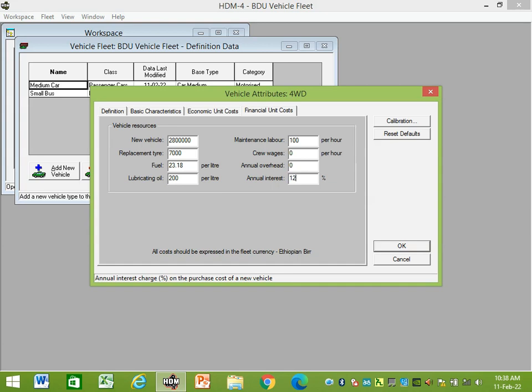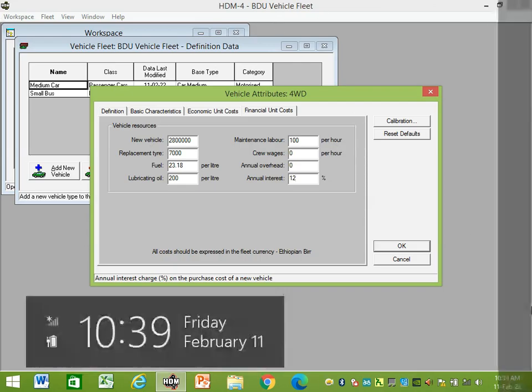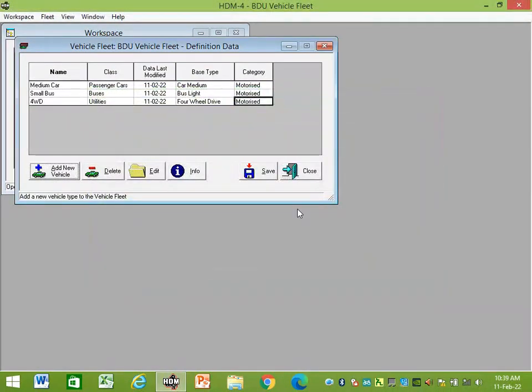So these are the financial inputs. New vehicle price 2,800,000. Replacement tire 7,000. Fuel 23.18. Lubricating oil 200. Maintenance labor 100. Crew wages 0. Overhead 0. Interest 12%. Okay? Is it okay? Save.